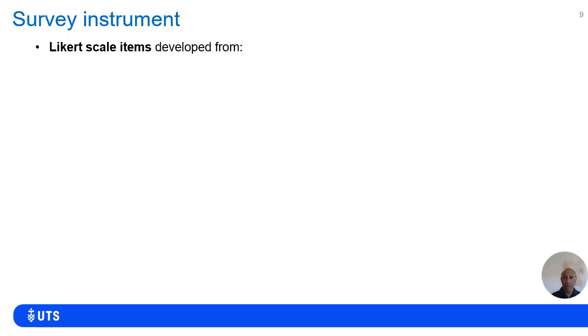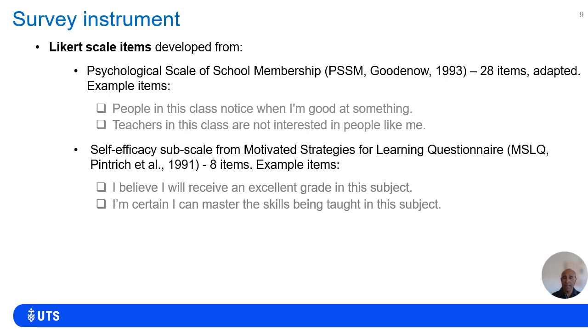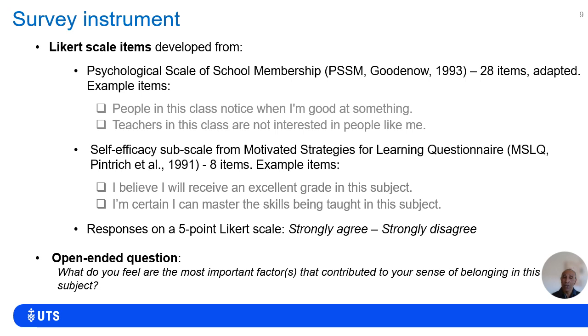The self-reported survey consisted of 33 questions, of which 28 were Likert scaled. The Likert scale questions were adapted from established instruments such as the Psychological Sense of School Membership scale and the self-efficacy subscale from the Motivated Strategies for Learning Questionnaire. The Likert scale responses were on 5 points, ranging from strongly disagree to strongly agree. Out of the 5 remaining questions, we analyzed one free text response, namely, to what do you feel are the most important factors that contributed to your sense of belonging to the subject?